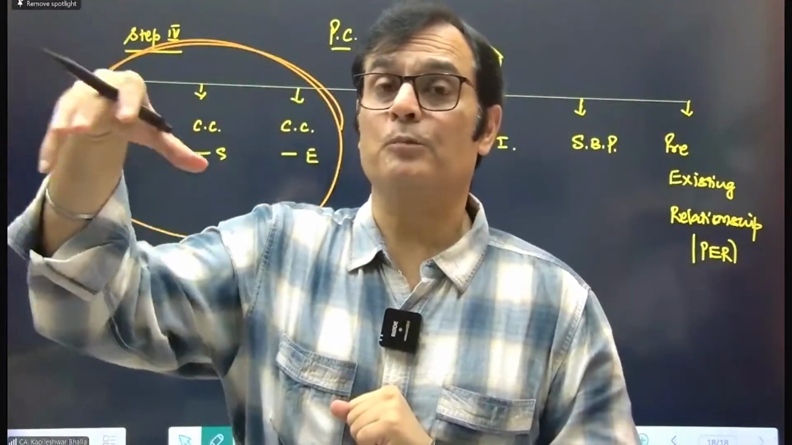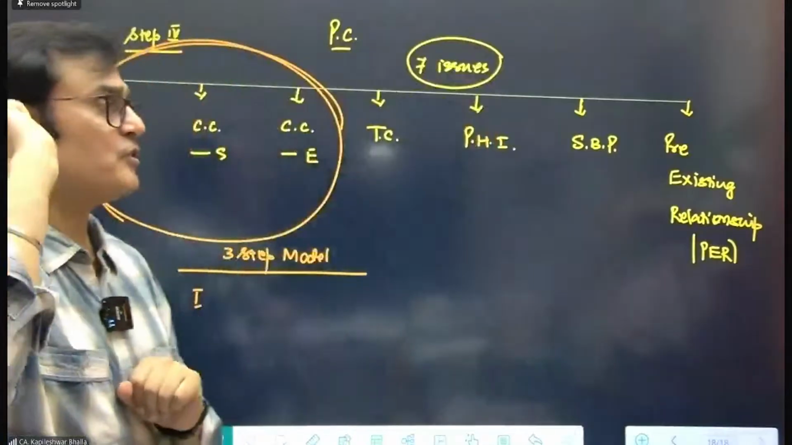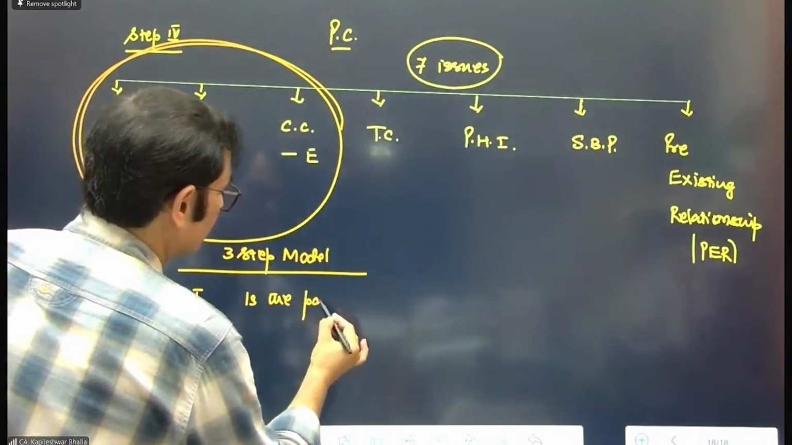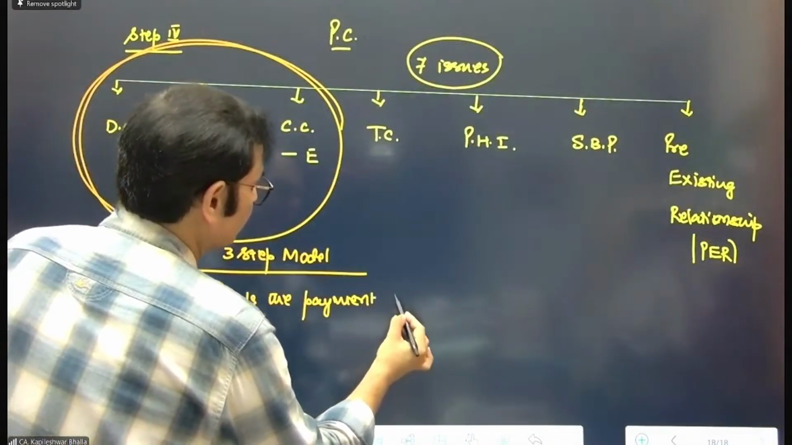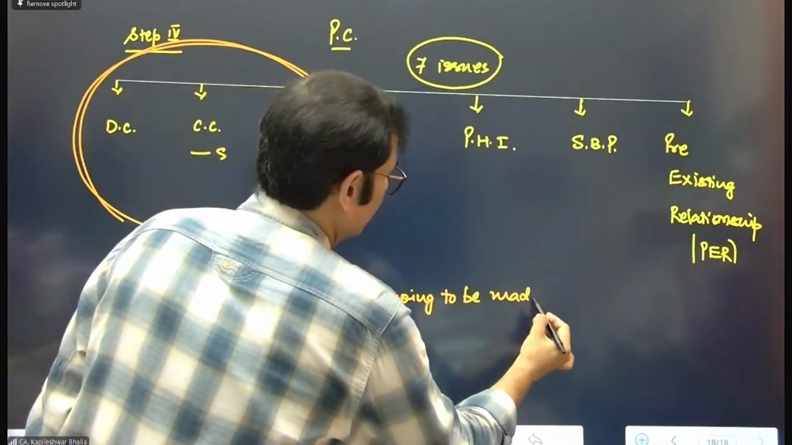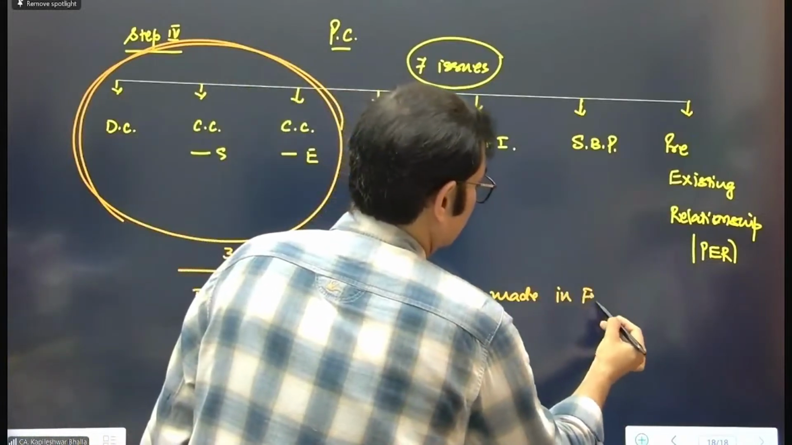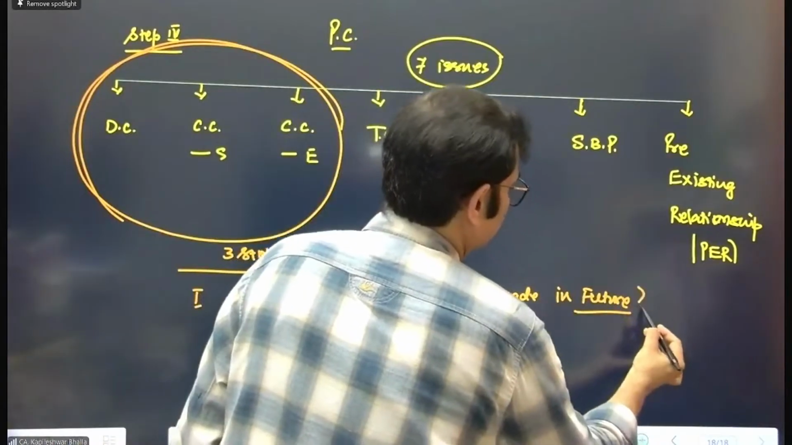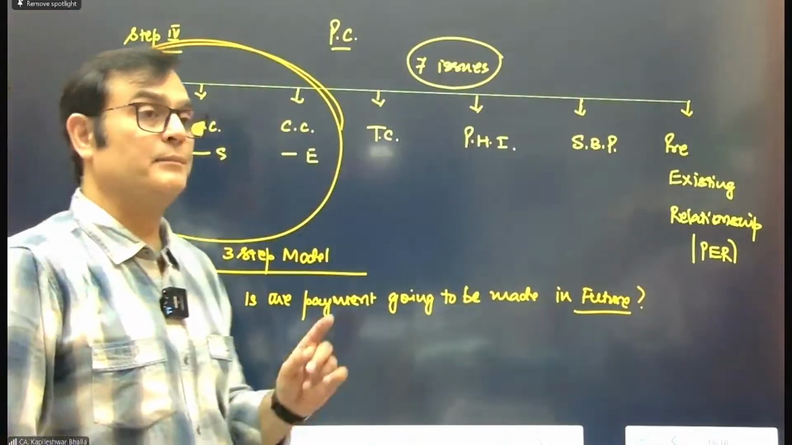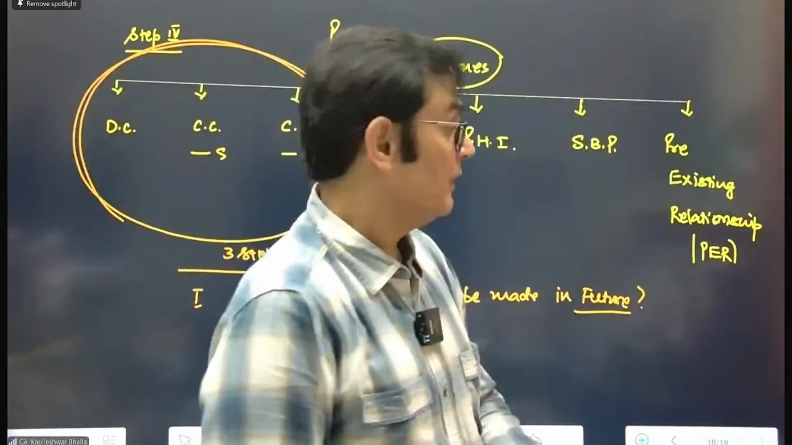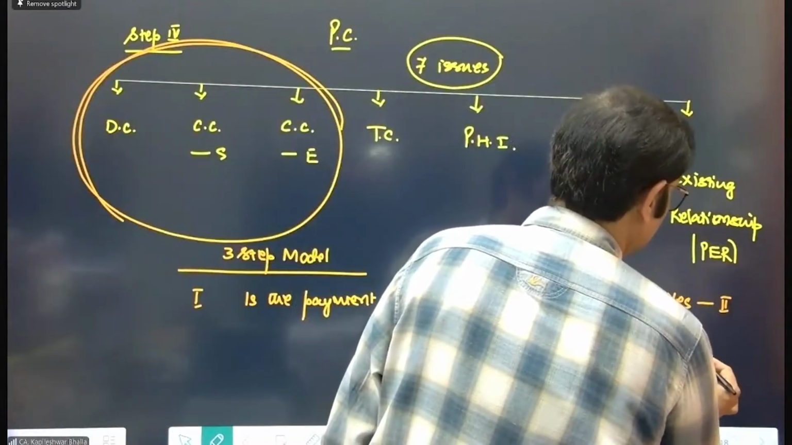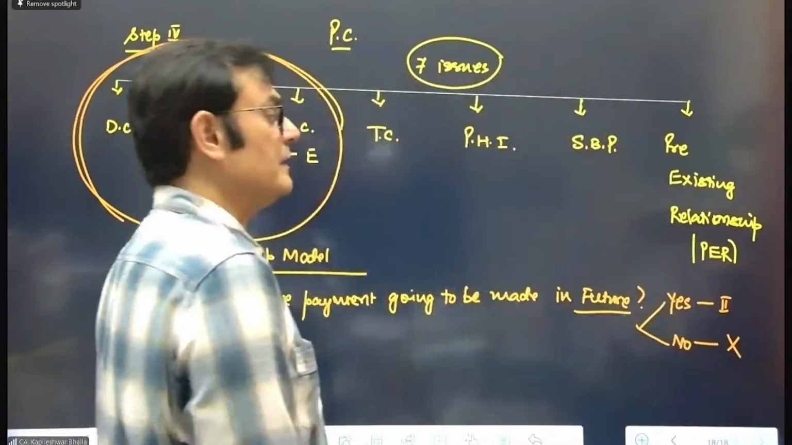If the condition is met, you pay. If the condition is not met, you do not pay. So your first focus is going to be: is the payment going to be made in the future? Only if it is a payment in the future, it can be DC or it can be CC. If you say yes, I'll go to step number 2. If you say no, then it's neither DC nor CC.